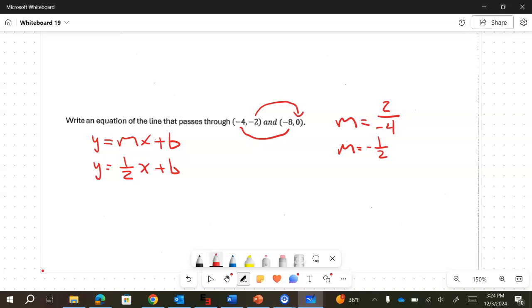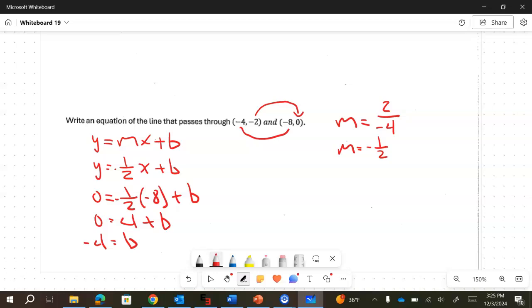I'm going to put in 0 for y and -8 for x. So I get 0 is equal to, that's -1/2. Keep forgetting my negatives. Let's not forget our negative. I'm going to multiply -1/2 times -8, which would give me 4. And now I'm going to solve this equation. So I'm going to subtract 4 from both sides. I get -4 is equal to b.